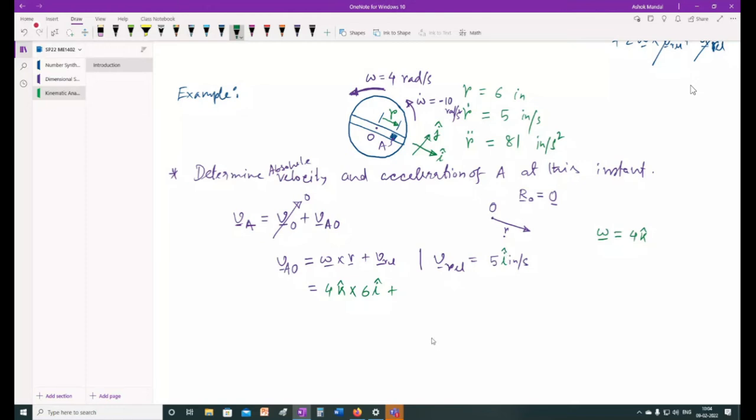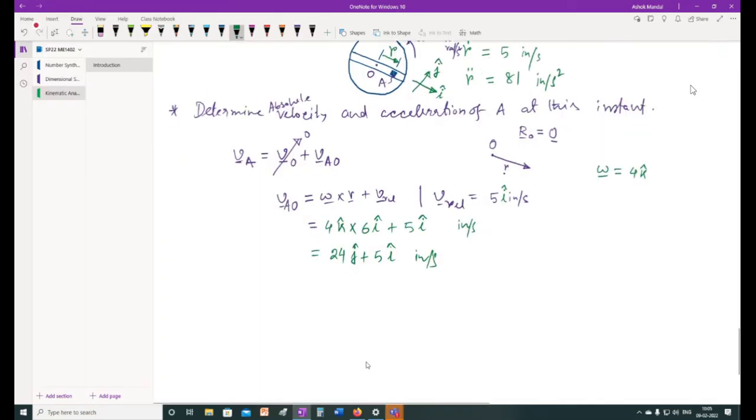We must write it like this, then only it's a vector. So this is 5I. Obviously, inch per second is the unit. Tell me what this value is finally: 24J plus 5I inch per second. This is the velocity at this instant. As this distance r changes, the velocity will also change, so this velocity is true for this instant only.